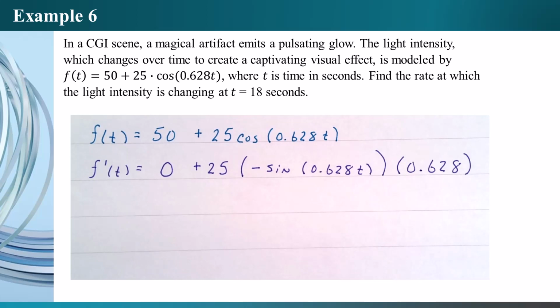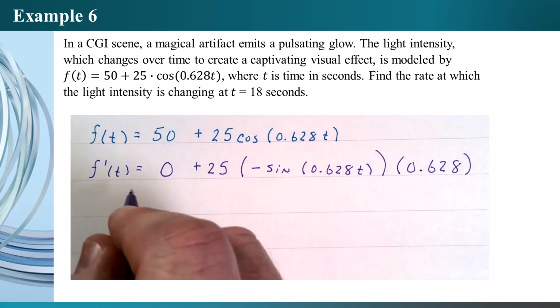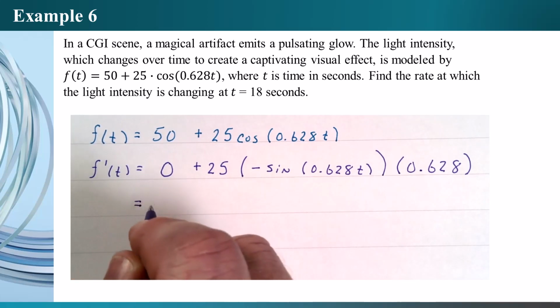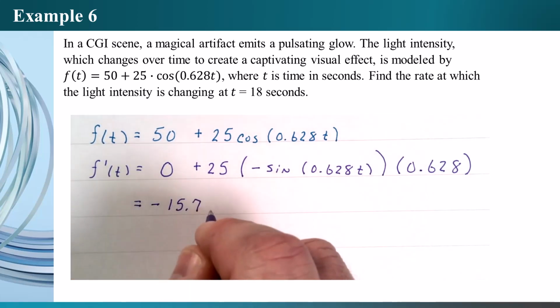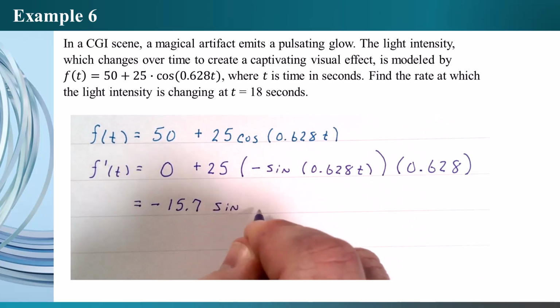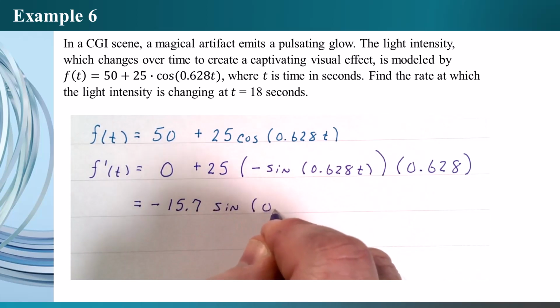So let's clean this up just a little bit. Here we've got 25 times a negative times 0.628. So it looks like that gives us negative 15.7 times sine of 0.628t.